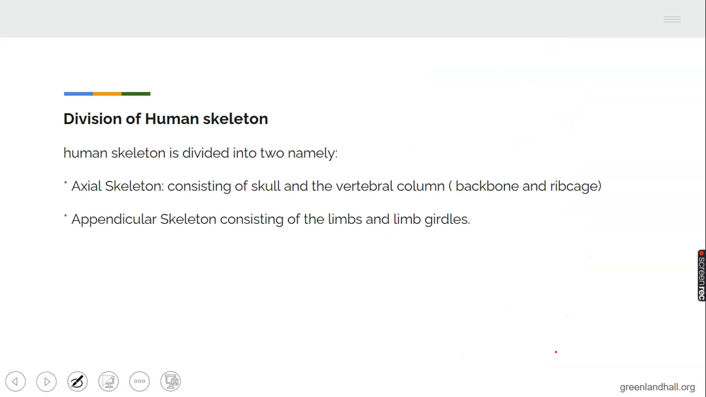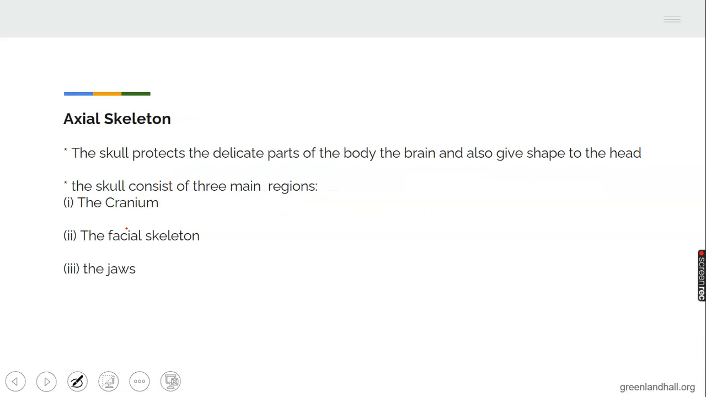The skeleton of man is divided into two. One, the axial skeleton, made up of the skull and the vertebral column, or what we call the backbone. The next one is the appendicular skeleton, made up of the limbs and the limb girdle.